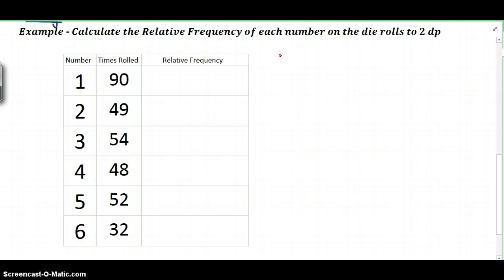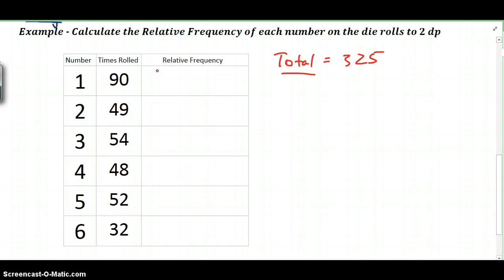Okay, so now that you've had a look at it, when we calculate the relative frequency, we first need to calculate the total amount of rolls that we have seen. So if we go 90 plus 49, plus 54, plus 48, plus 52, plus 32, we get a total of 325.